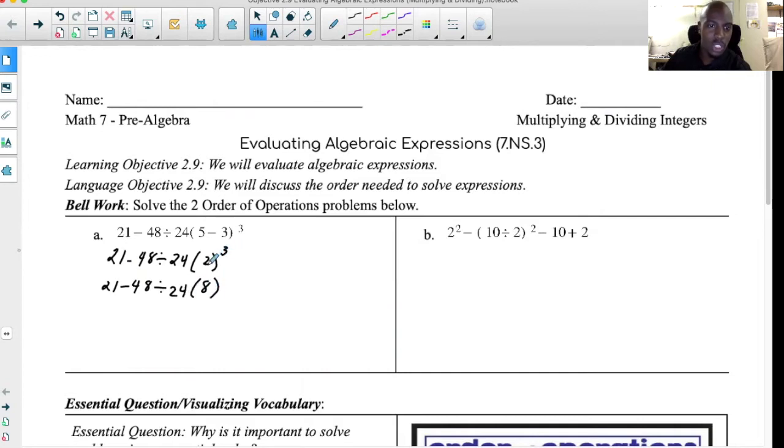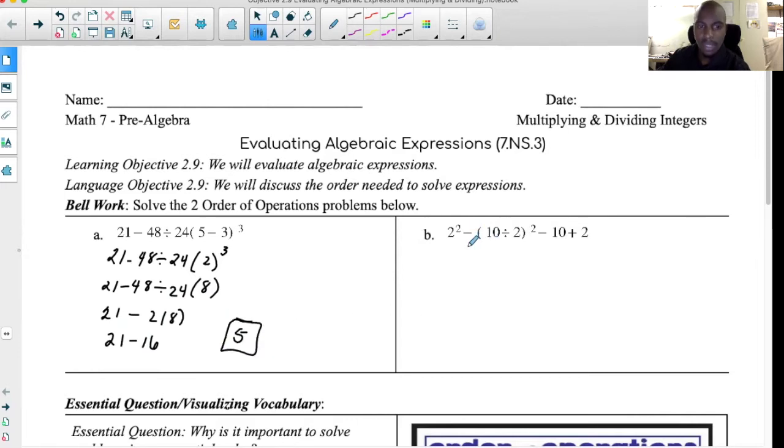All right. If you notice, this is 2 to the third power. That's 2 times 2, which is 4, times 2. That gives me 8. Okay. The next thing I'm going to do is division, because it's division and multiplication here, but it's left to right. And I end up with 5 as my answer.